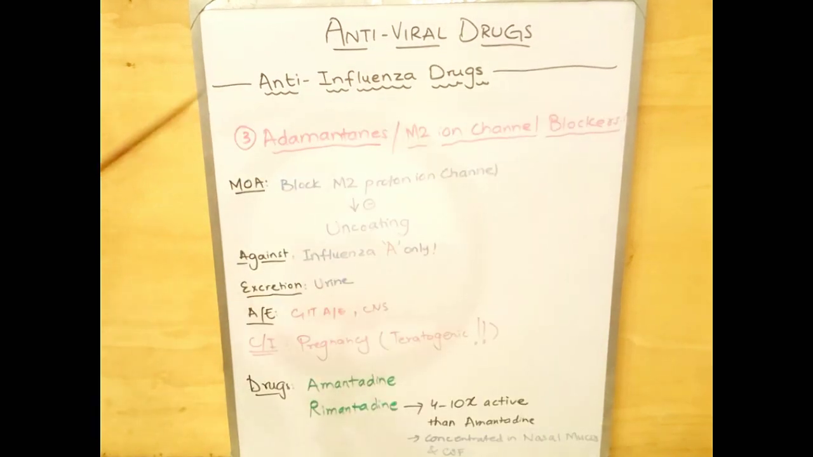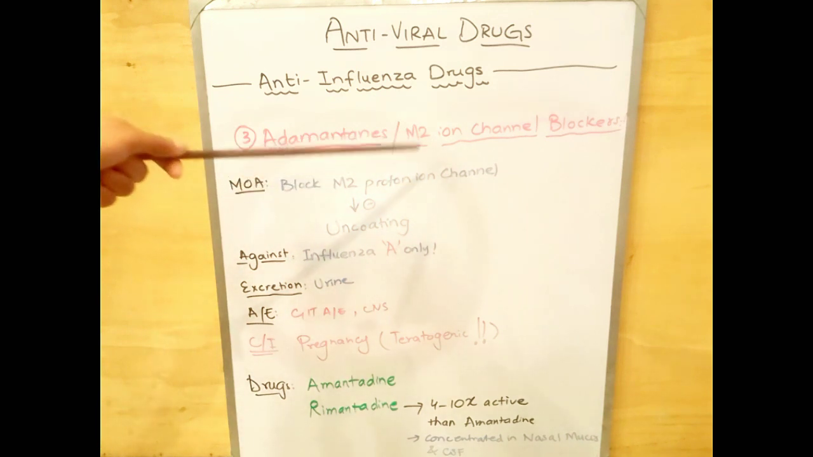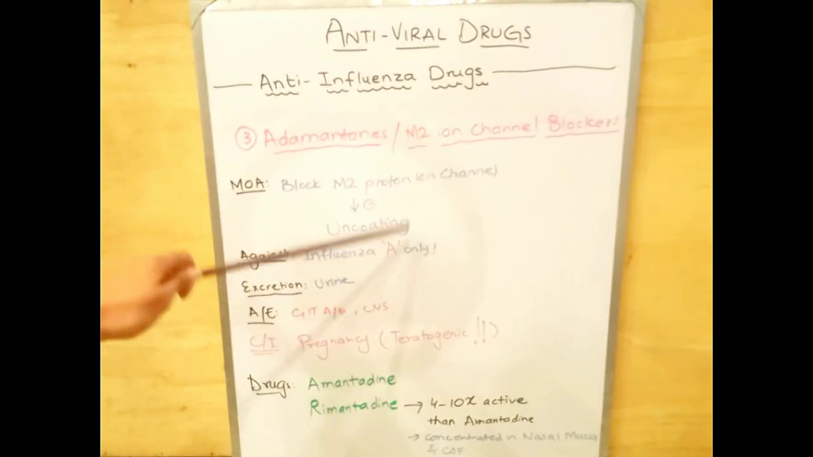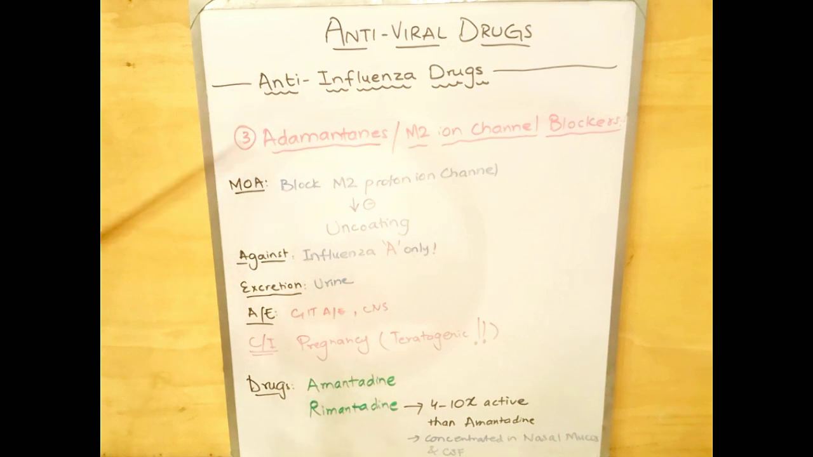Now let's discuss the last category, and that is the adamantines, or we can also call them the M2 ion channel blockers. The mechanism of action of these drugs is that they block the M2 proton ion channels. In this way, they inhibit the uncoating of the virus. Remember that. These drugs are against the influenza A type only, and this is very important. So you can remember the A and the A for the adamantines.